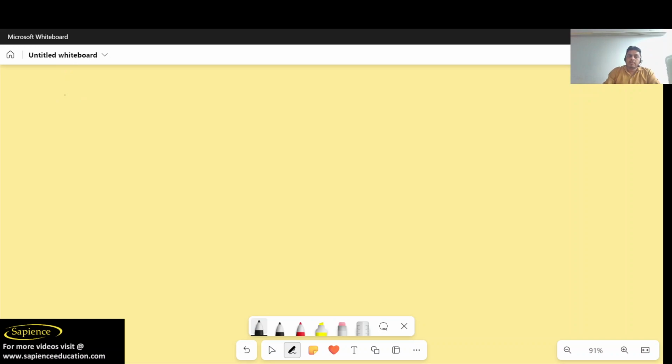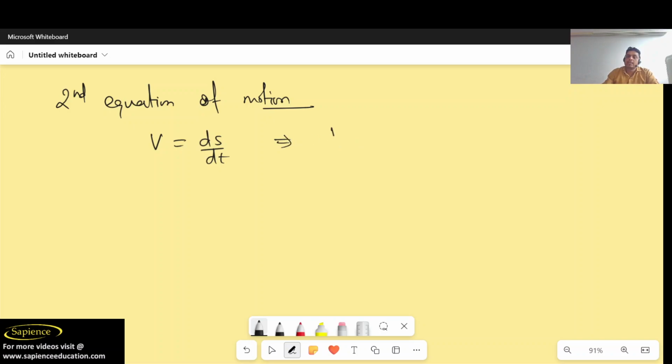Now this is your second equation of motion. How will you derive the second equation of motion? These formulas are very important while solving a problem. So let us consider the second equation of motion. Can we write velocity equal to the rate of change of displacement with time? So can we write this equation as v dt equal to ds?